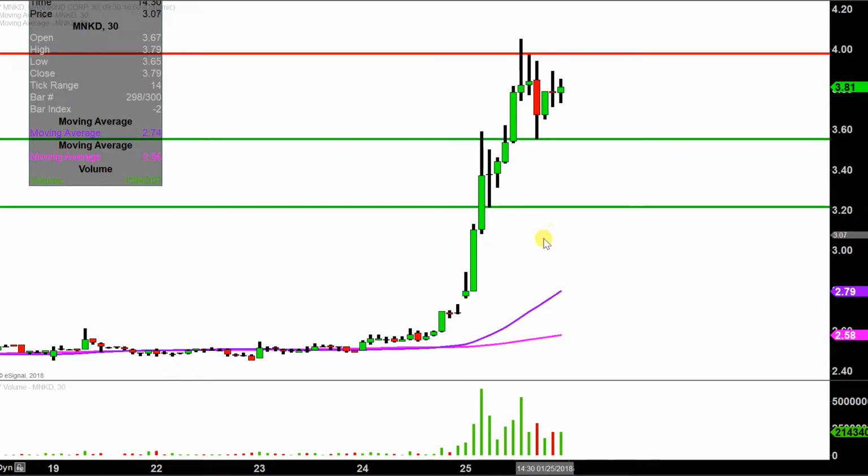But all in all, as long as the price starts building higher bases, then in the longer time frame, the chart is just going to get that much healthier over time. So great day today. It'll be interesting to see how this one closes out the week tomorrow.